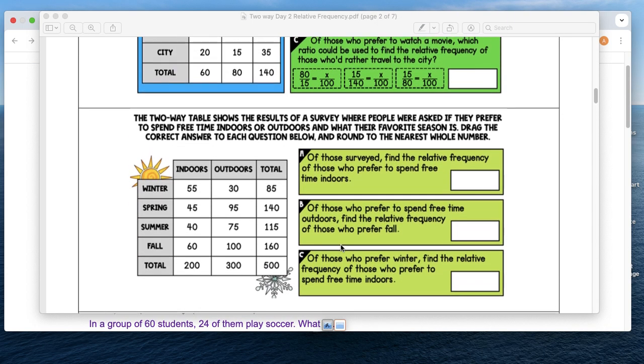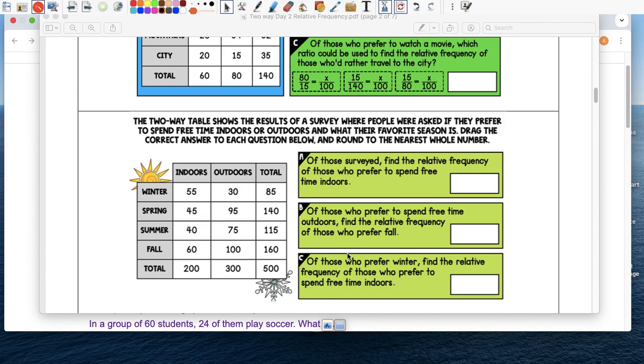Same thing here, I'll do one more, and then I'll go to the other questions. Of the people surveyed, so I'm talking about the total number of people surveyed, 500. Find the relative frequency of those who prefer to spend free time indoors. How many people like to spend free time indoors? 200. So 200 out of 500, or 0.4, or 40%.